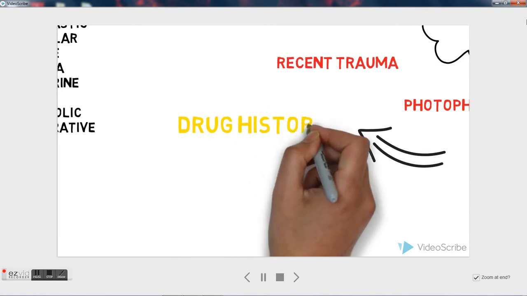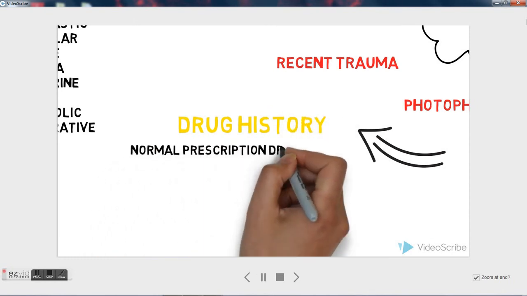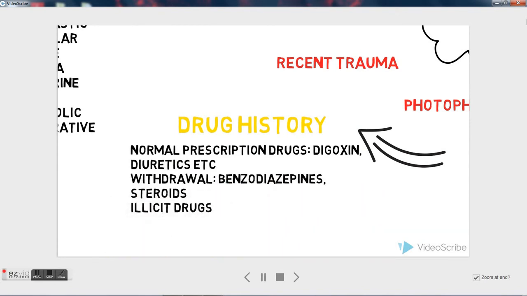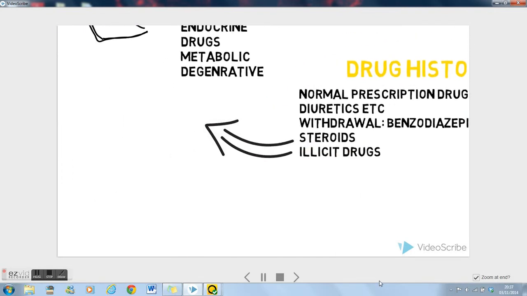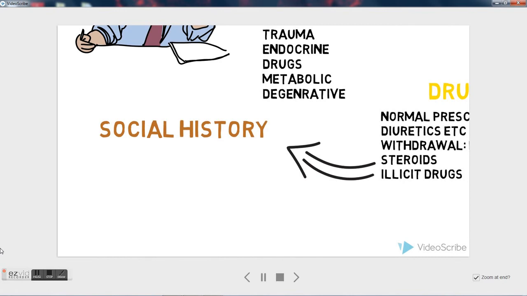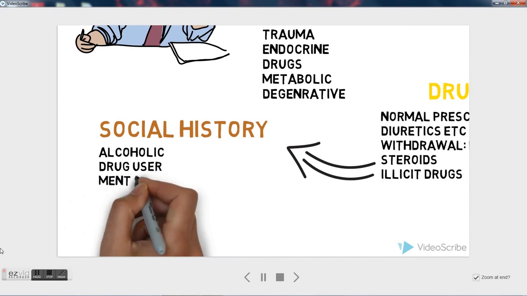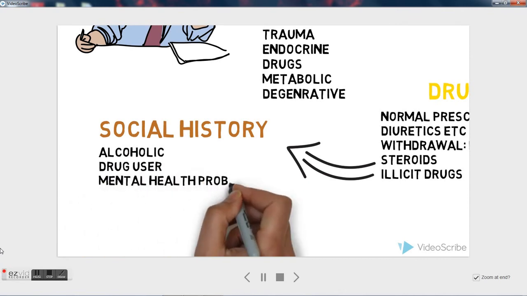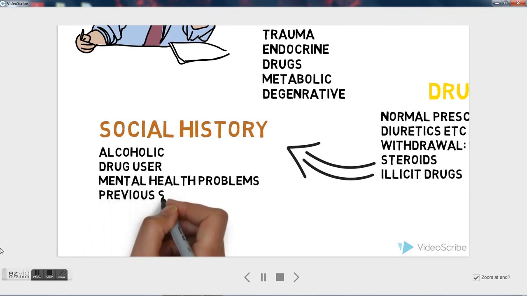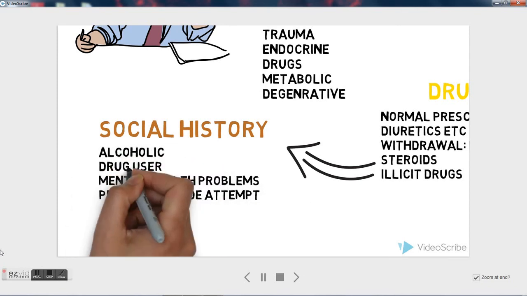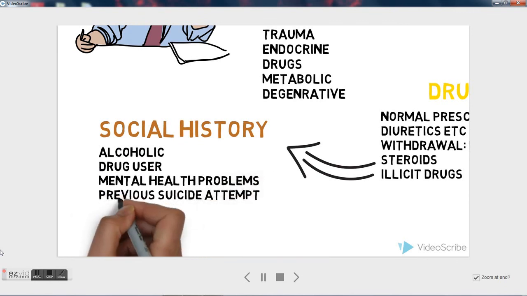Looking into the drug history, elderly patients may have polypharmacy, but it's important to especially look for things like digoxin and diuretics. Withdrawal from prescription drugs like benzodiazepines and steroids can also cause confusion, as of course can illicit drugs. Moving on to the social history, alcoholism is a very important thing to pick up on for Wernicke's encephalopathy. Drug users, overdosing, mental health problems, and previous suicide attempts may again suggest the patient has attempted an overdose.